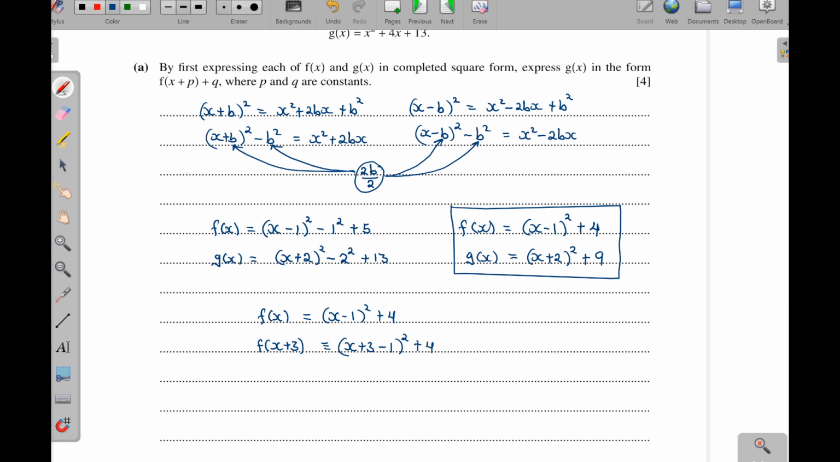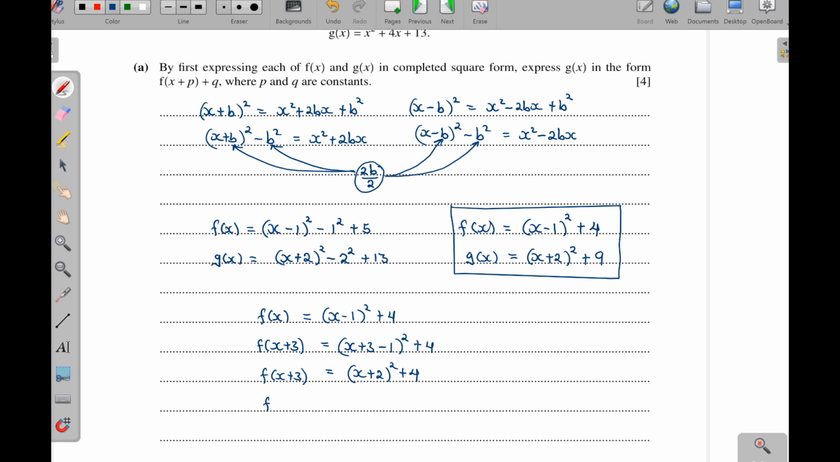What do we get here? This one will give us x, then plus what? The 2. You see that? Squared, then plus the what? The 4. That is our f of x plus 3. Now, we have gotten this part for g. But now there is a 9, and this one is a 4. So, how do we transform the 4 to a 9? We add a 5, not so.